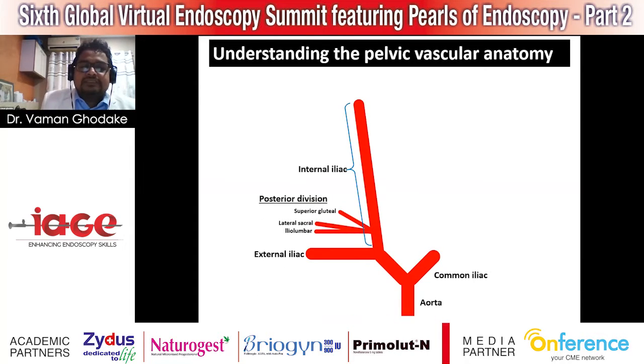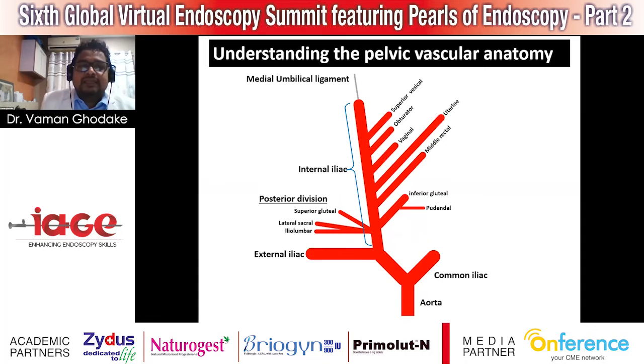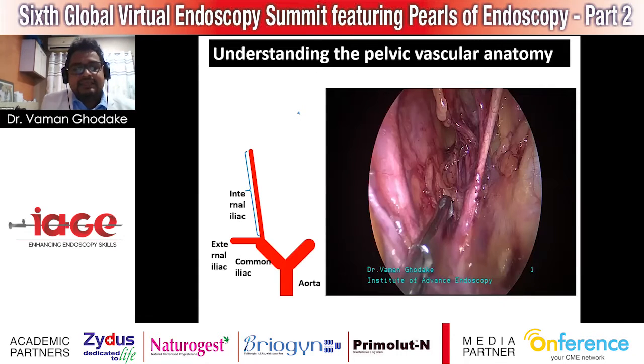For our importance, it's the internal iliac. It first gives the posterior division, which supplies the superior gluteal, lateral sacral, and iliolumbar. Then the anterior division gives the inferior gluteal, pudendal, then the middle rectal, uterine, vaginal, obturator, supervesical, and it continues as the medial umbilical ligament. We'll see the relevant anatomy in the dissected view.